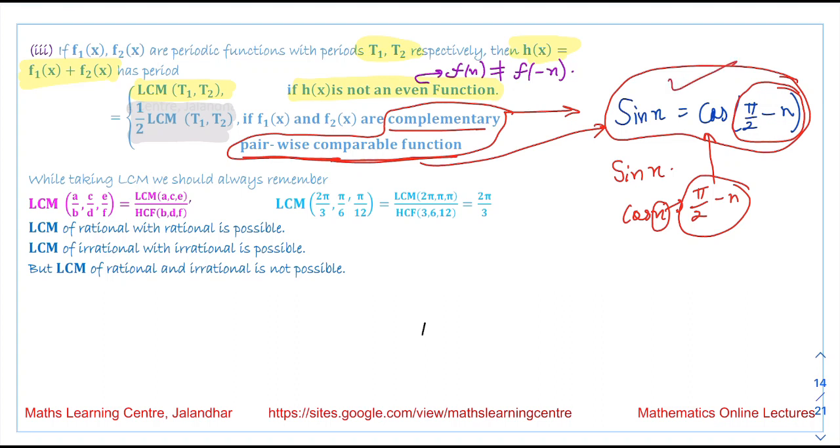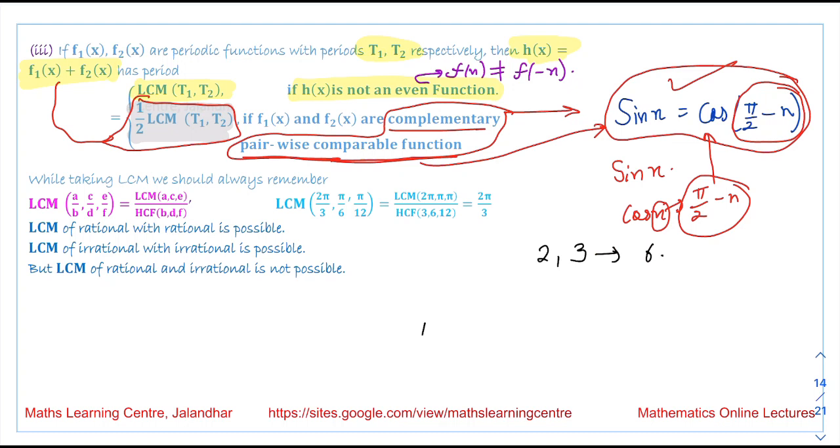Then we have f1(x) plus f2(x). It has the period 1 by 2 LCM of T1, T2. The next thing we have is, when we are taking the LCM of two numbers, suppose we are talking about the numbers 2 and 3. We know the LCM of both these numbers is 6. That is the least common multiple.